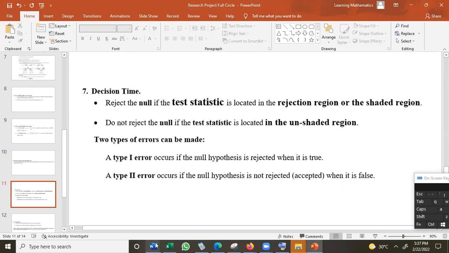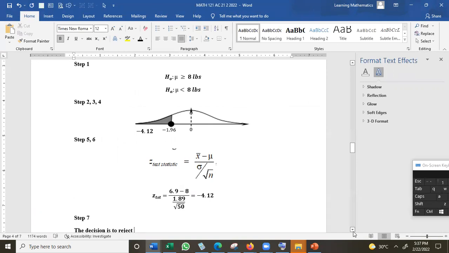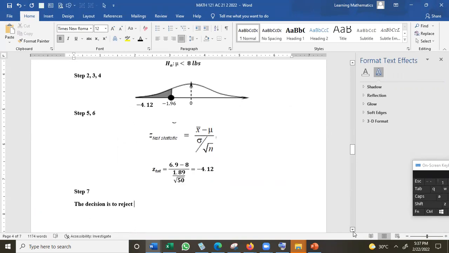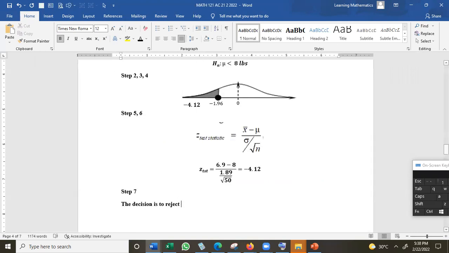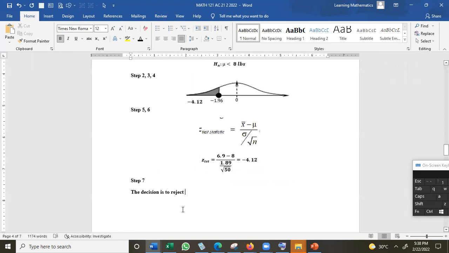What do we do to the null? It's always about the null when you reach step 7. Either reject the null or do not reject the null. So what's our decision? The decision is to reject what? The null, exactly. Please be very clear about that. It is not difficult, but you have to be clear about it. There's no two ways about it, no approximation, nothing like that. The decision is to reject the null.